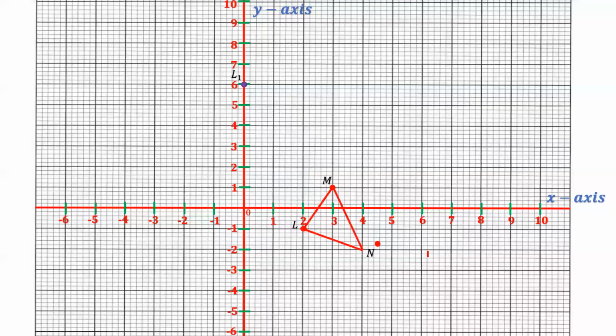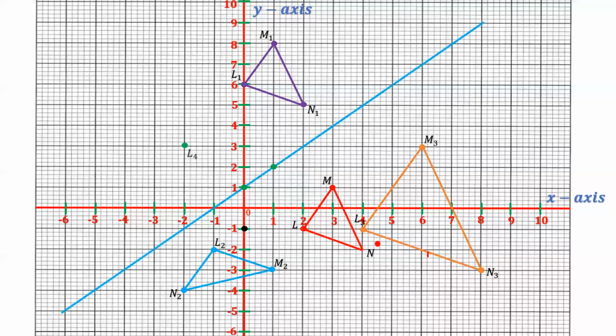So let's plot it. And we still have the line y is equal to x plus 1. L4 is going to be -2 and 3. And then we have M4. M4 is going to be at 0, 4. Then we have N4, which is going to be at -3 and 5. We combine all the points. And so this is the reflection right here. So this right here is the reflection in the line y is equal to x plus 1. Remember, we have to label this y is equal to x plus 1.